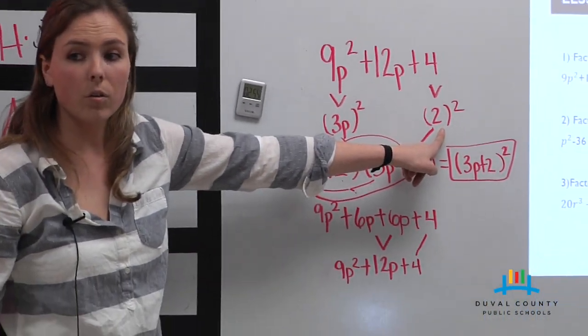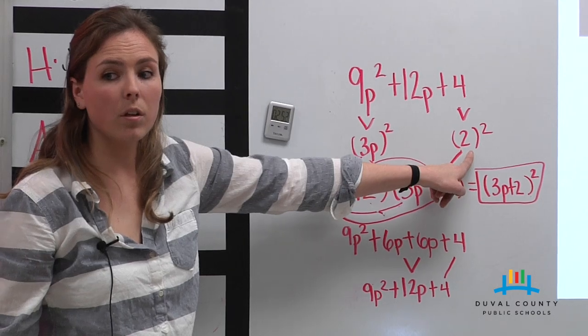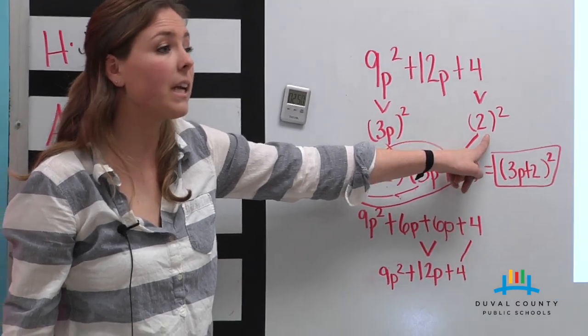How did you know that 4 could be written as 2 squared? Because when you do 2 times 2, it's 4, which is 2 squared. Right? Yes, Tyler.